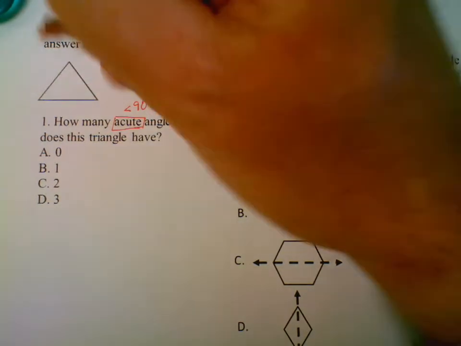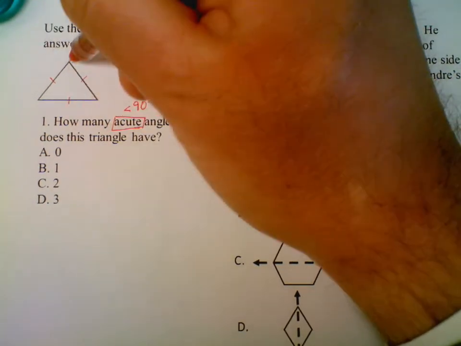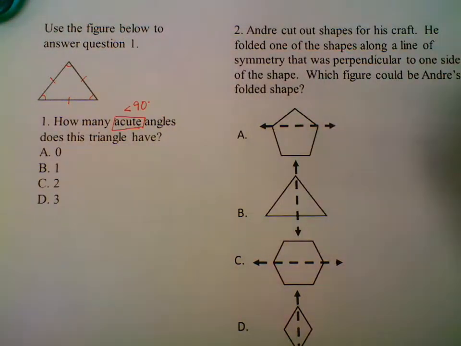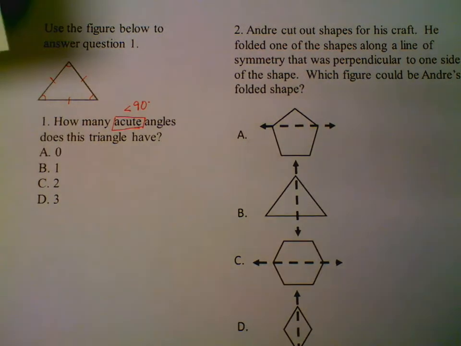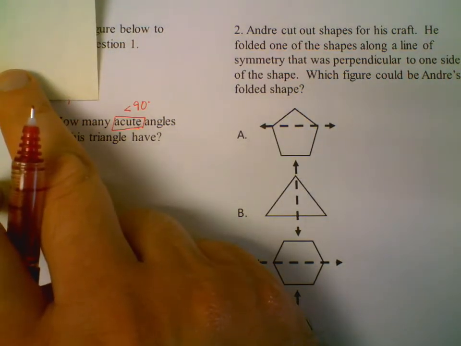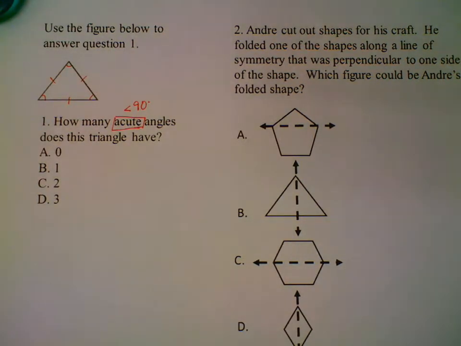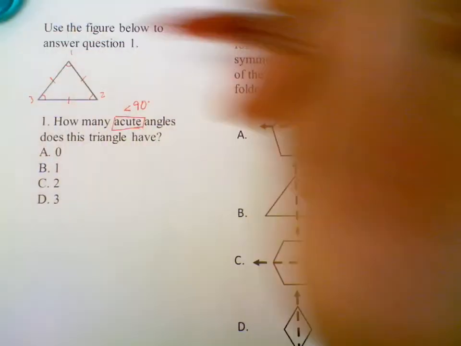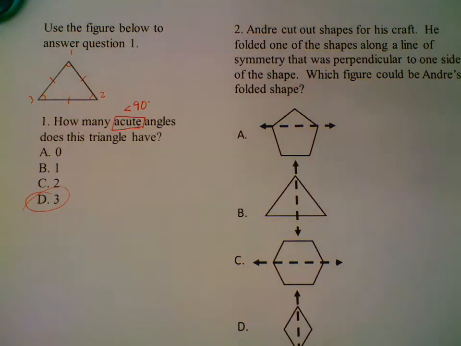Well, it looks like I got an equilateral triangle. I think all my angles are equal. And it looks like they're probably all less than 90 degrees. So if this is 90 degrees, and I put that right there just to kind of check, yeah, that's definitely less than 90 degrees. So I think I have 1, 2, 3 acute angles for sure. All right? You're doing this one. I'm doing this one with you.